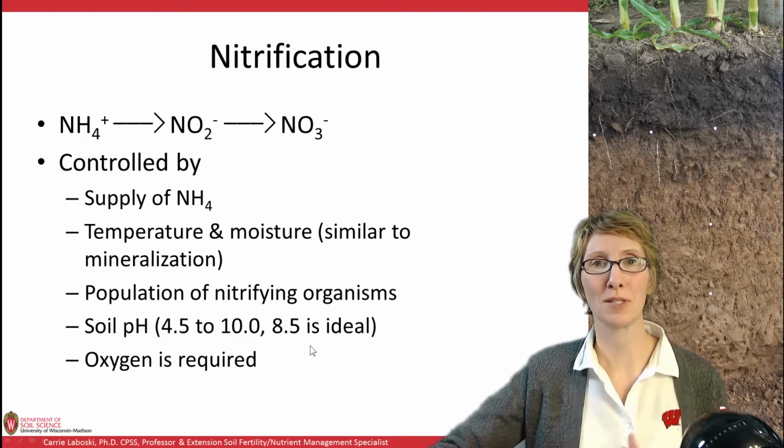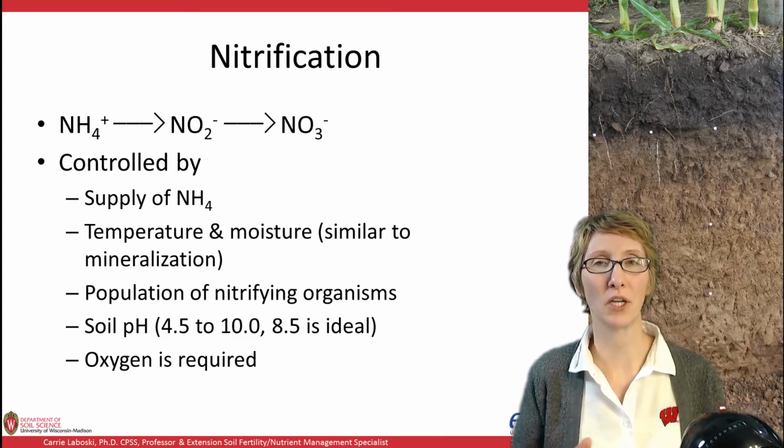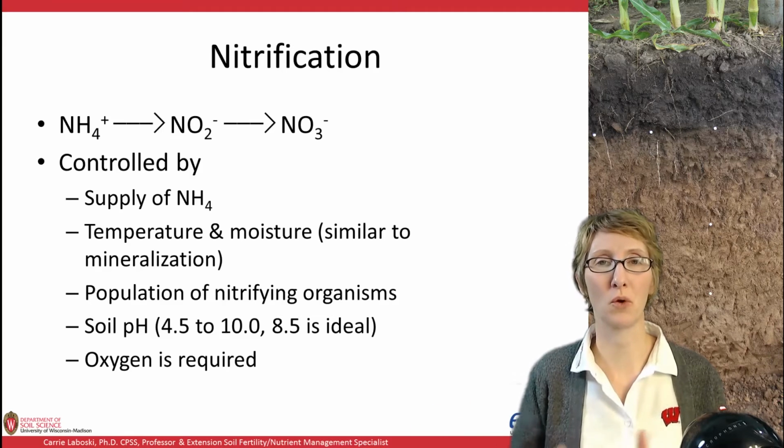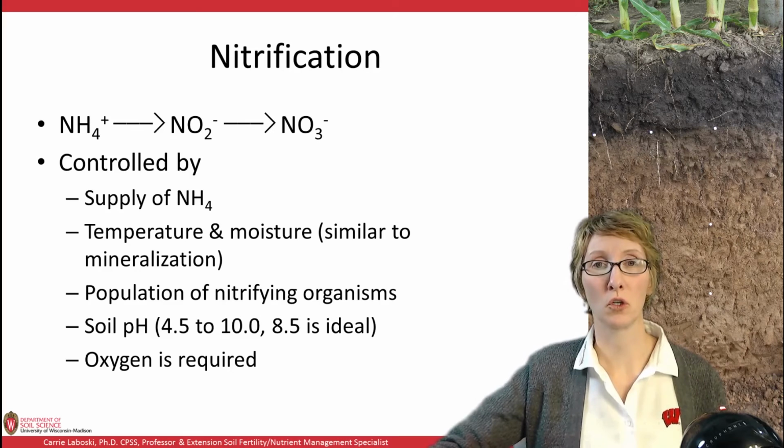And you could look up in some textbooks and it might suggest that 8.5 is an ideal pH for nitrification, but that doesn't mean by any means that it only occurs at pH 8.5. It occurs for the whole spectrum of where we're liming our soils for good crop production, which is typically pH 6 to 6.8 for most of our crops.